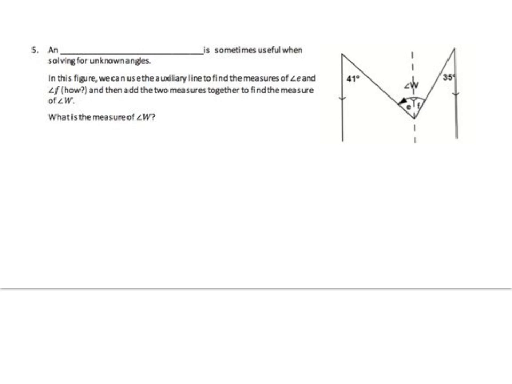Okay, here we have the last example. So a blank is sometimes useful when solving for unknown angles. We'll fill that in, and it is auxiliary line. An auxiliary line is sometimes useful when solving for unknown angles. So in this figure over here, we can use the auxiliary line to find the measure of angle E and F, and then add the two measures together to find the measure of angle W.